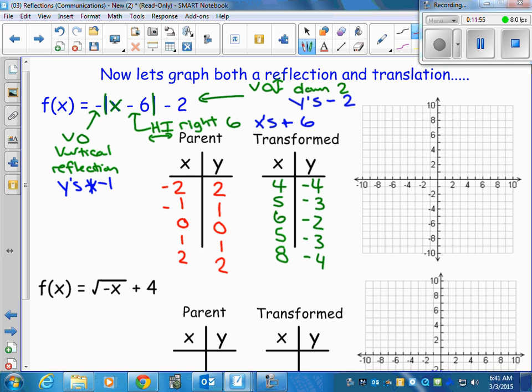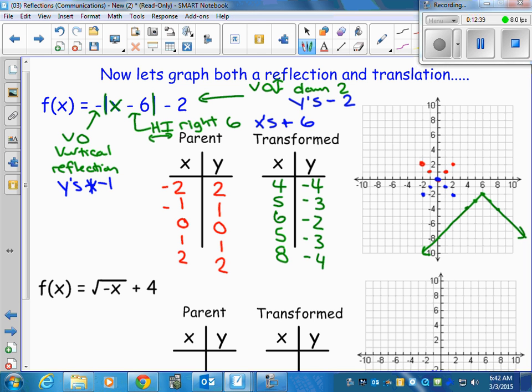Okay, once again, we want to start with the parent function on the graph, apply the transformations. So first transformation we have is this graph has been vertically flipped over the x-axis, so anything that's up becomes down. The 0 point stays in the same position. And now our translations, we can do both of them at the same time. We're going to move them right 6 and down 2. 1, 2, 3, 4, 5, 6. Down 2. And then now we have our transformed graph for this situation.